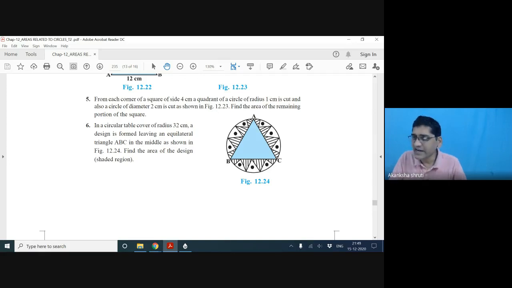So the area of the design is required. How much is the area? So area of the circle minus area of the triangle. Very easy, students, or any doubt, then please ask.